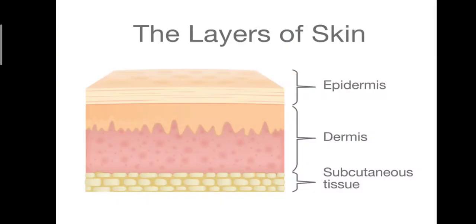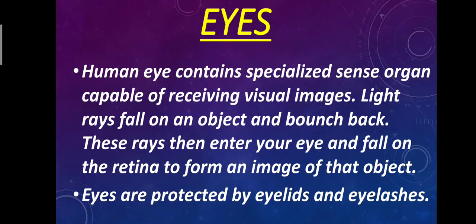There are overall 3 layers of skin. The upper one is epidermis, the middle one is dermis, and the last one is subcutaneous tissue. Now, moving on towards the second organ, which is eyes.